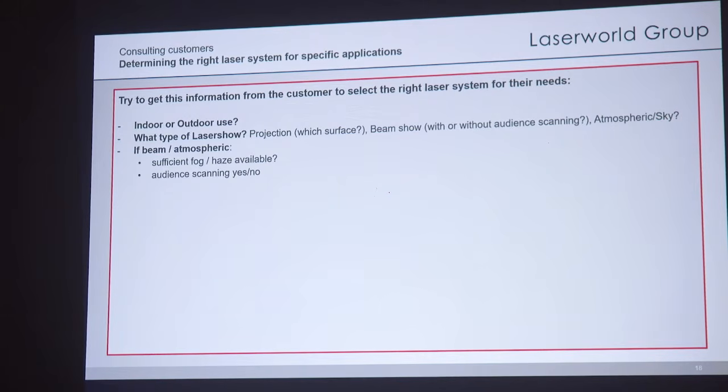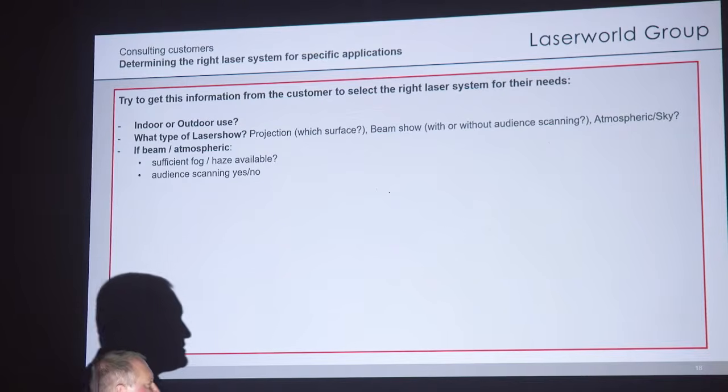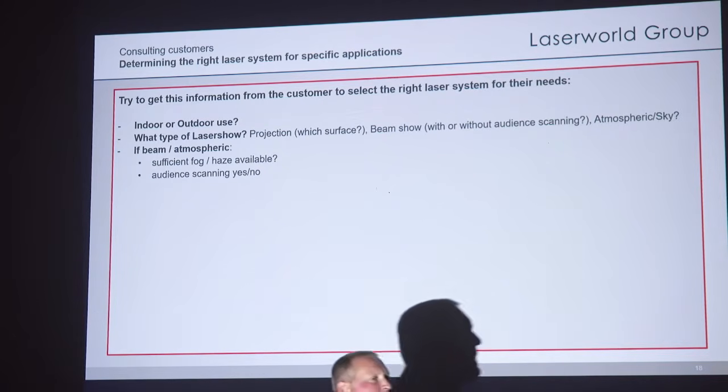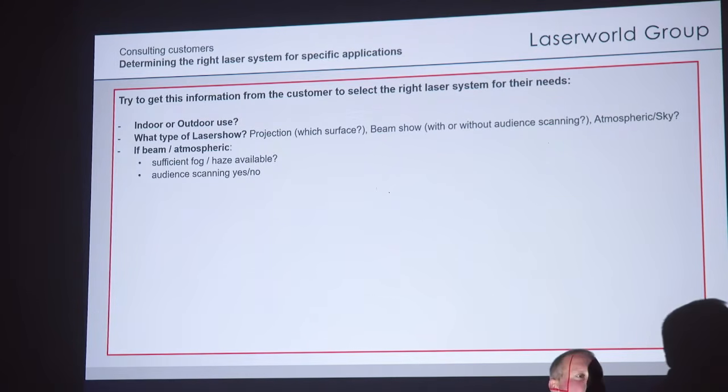Another question, if beam or atmospheric, do we have sufficient fog or haze available? Is there audience scanning or not? If we have sufficient fog or haze available, then usually it's no problem. But if we want to see a beam outdoors and we want to just shoot it to the sky, the 1 watt club series probably is not the right product to do so, because you won't see it, because there is no particles in the air.